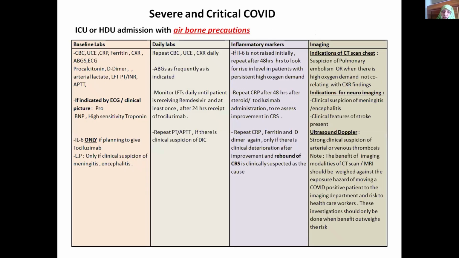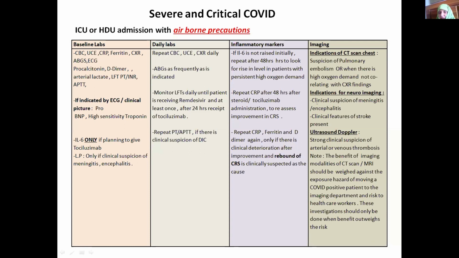Now we come on to severe and critical COVID disease. These patients need to be admitted in the ICU or HDU with strict airborne precautions, and you need to do certain baseline labs, then certain daily labs, and inflammatory markers need to be followed every 48 hours. And then there is a role of imaging as well in selected cases, like CT chest when you have suspicion of pulmonary thromboembolism, or when the oxygen requirement is persistently high or is not coming down, and you need to see what is happening in the chest.